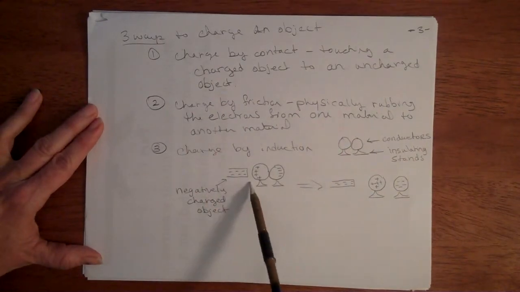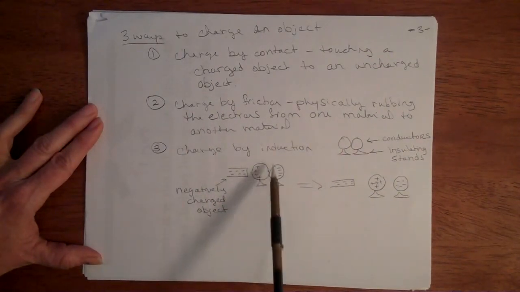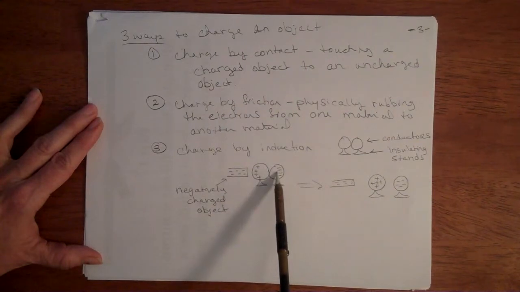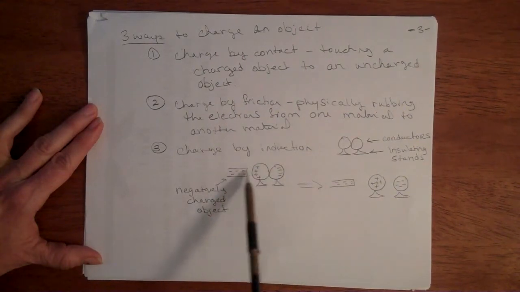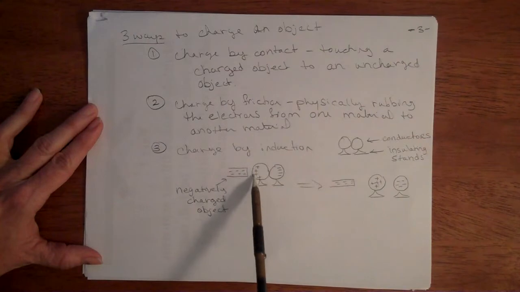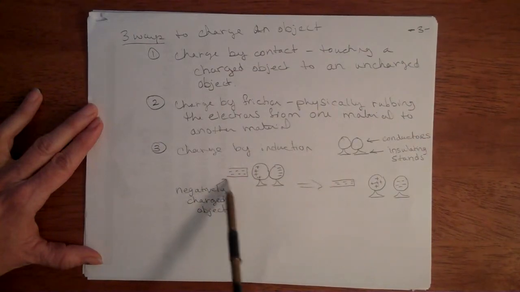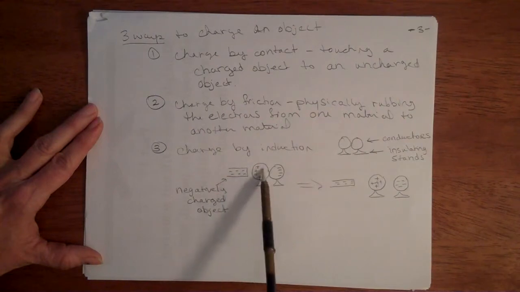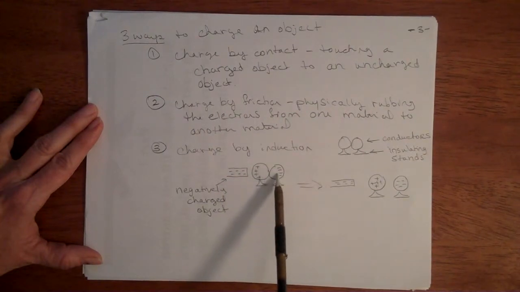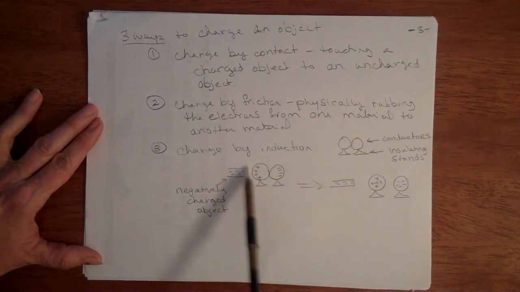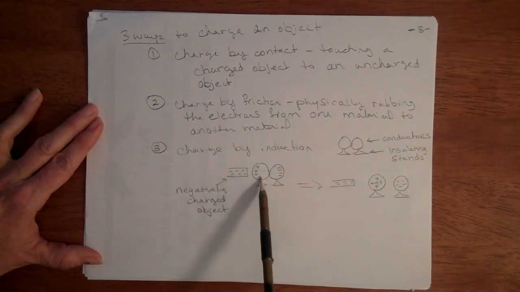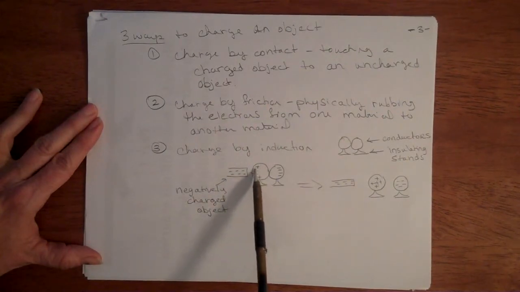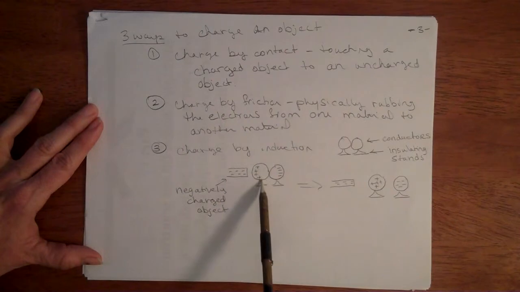If you bring a negatively charged object in the presence of these two spheres that are conducting, the electrons that are along this side right here will be repelled by this negatively charged object, again back to the fundamental rule. So those negative charges will move as far away as possible from this negatively charged object. That'll leave a deficiency of electrons, or an overall positive charge, right here close to the negatively charged object.